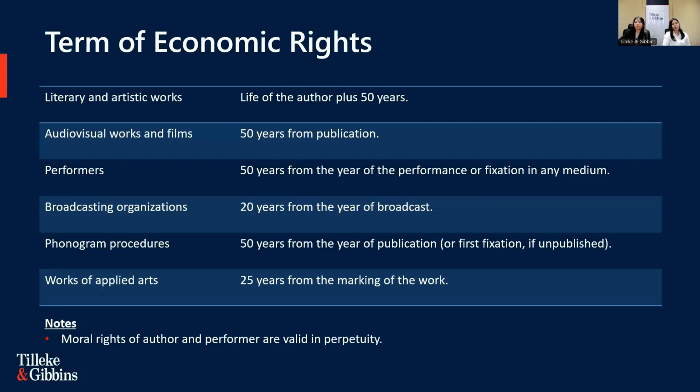These are the terms of economic rights for copyrights. For a literary and artistic work, it is protected for the life of the author plus 50 years. For audiovisual work and films, 50 years from the publication. For performers, 50 years from the year of the performance or fixation in any medium. For broadcasting organizations, the work is protected for 20 years from the year of broadcast. For phonogram producers, it is protected for 50 years from the year of publication, or fixation if it is unpublished work. For works of applied arts, it is protected for 25 years from the making of the work. The moral rights of the author and performer are valid in perpetuity.